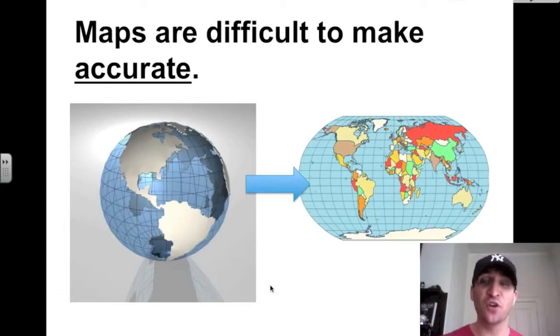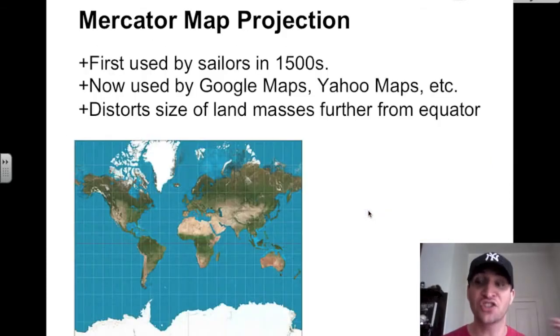Maps are difficult to make accurate. Why? Earth is a three-dimensional sphere, but maps are created on a one-dimensional plane. Maps are the most accurate symbol that we can get. Throughout history, there have been many map makers who've created these one-dimensional symbols.